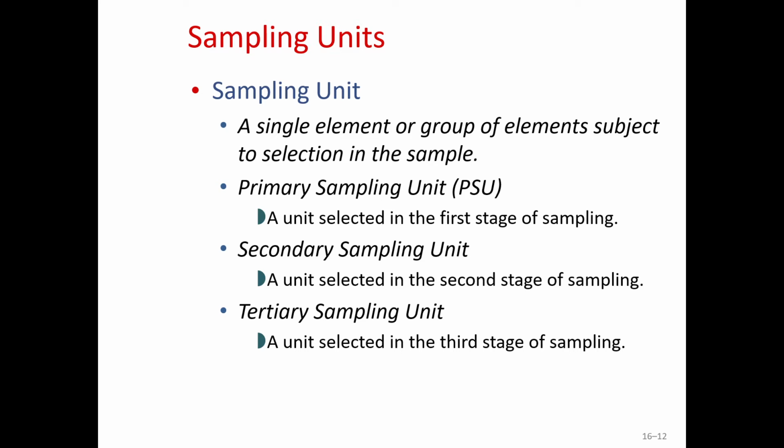When there is no list of population elements, the sampling unit generally is something other than the population element. So in a random digit dialing study, the sampling unit will be the phone numbers.